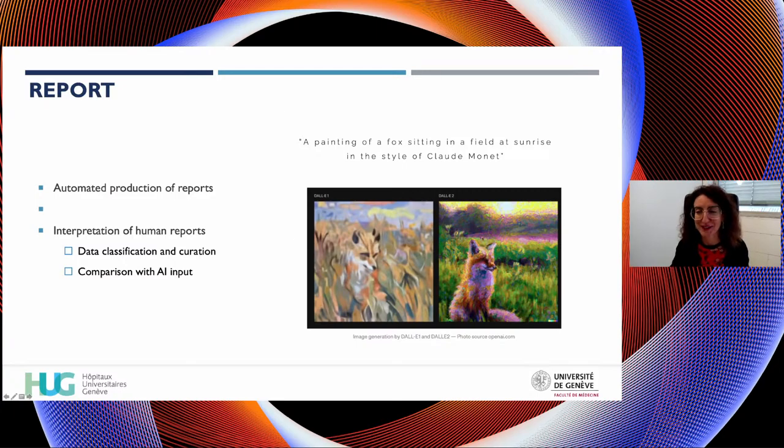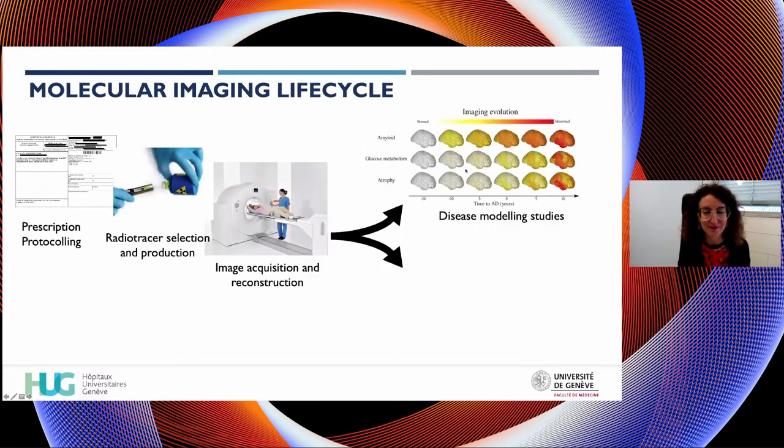I'm hopeful. You see here, as a reference, an image that has been generated by the DALL-E 1 and 2 systems that generate images starting from a simple description: a painting of a fox sitting in a field at sunrise in the style of Claude Monet. And this is the result. So I'm convinced that in the same sense, we will be able to have help for our clinical records.